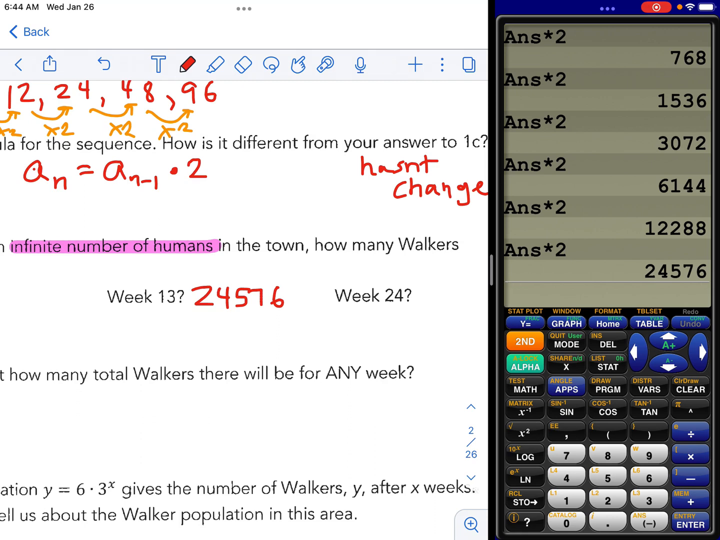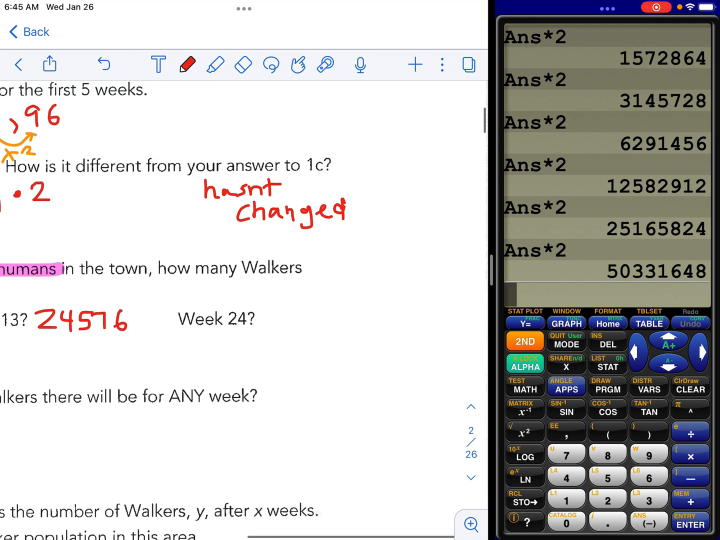So that's 13. So let me quickly do this here. 14, 15, 16, 17, 18, 19, 20. So look at that, we're in the millions already. 21, 22, 23, 24. So we are looking at 50,000, excuse me, not 50,000, 50,331,648 zombies after 24 weeks.